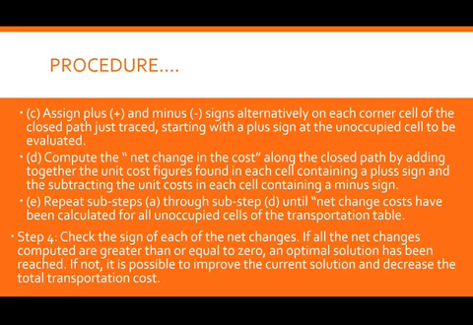What does step number 4 tell us? Check the sign of the net changes. For all the net change values that you have calculated, look at the sign. If all net changes computed are greater than or equal to 0, if all your Eij values are greater than or equal to 0, an optimal solution has been reached. That means to say we have arrived at the optimal solution.